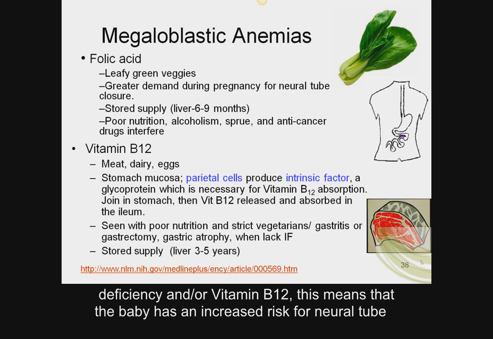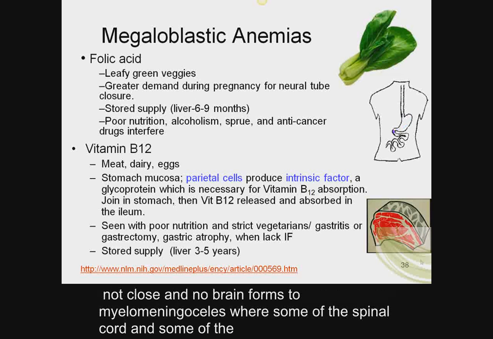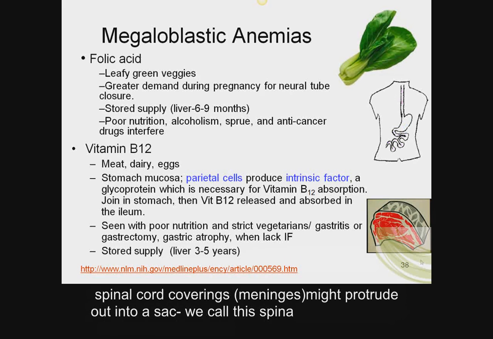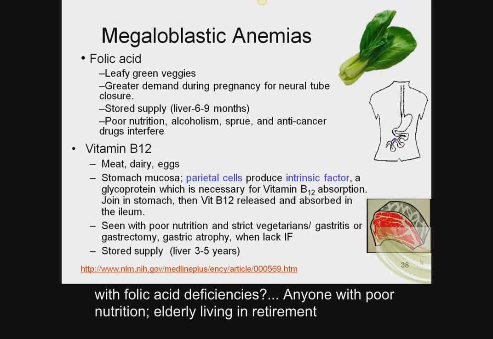With a folic acid or vitamin B12 deficiency, this means that the baby has an increased risk for neural tube defects. Neural tube defects can range from anencephaly, where the cranial cavity does not close and no brain forms, to myelomeningocele, where some of the spinal cord and spinal cord coverings, the meninges, protrude out of the baby and into the sac, and we call this spina bifida. We have about a 6 to 9 month supply of folic acid in the liver.